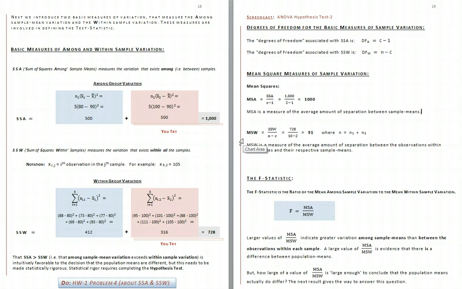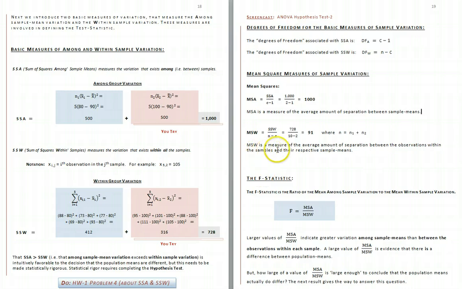Our next mean square measure is MSW. MSW is defined as SSW divided by N minus C. We had previously computed in our example SSW equal to 728, N being the total number of cash register receipts in both samples minus the total number of samples, 2. 10 minus 2 would be 8. 8 divided into 728 is 91.